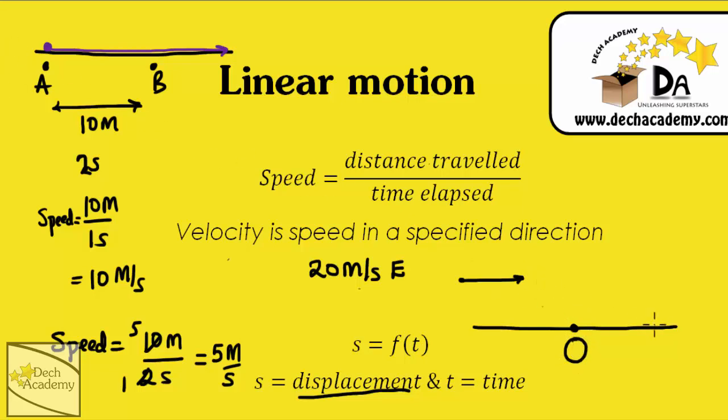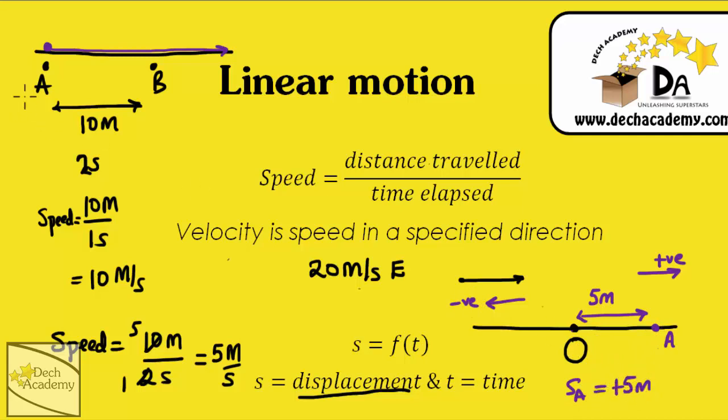An object lies at this point A at a distance of 5 meters from point O. This object A has a displacement of 5 meters from point O in the direction to the right. So if I define this direction to the right as a positive direction and the direction to the left as a negative direction, the displacement of object A from point O is plus 5 meters.